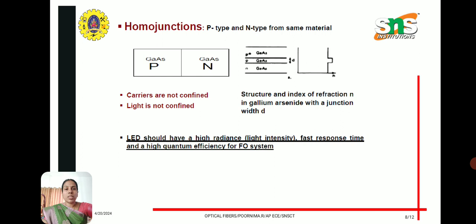And we can see the homojunction. P-type and n-type are made from the same material, so this is known as the homojunction. In this type of LED, carriers are not confined, so the light is not confined. An LED should have a high radiance or light intensity, fast response time and high quantum efficiency for a fiber optic system.